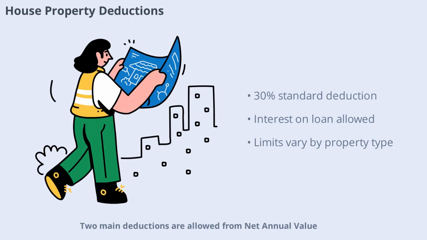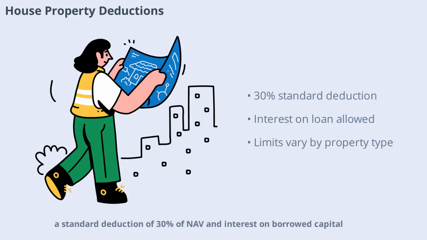Main deductions are allowed from net annual value: a standard deduction of 30% of NAV, and interest on borrowed capital. For self-occupied property, the interest deduction is capped at Rupee 200,000 per year, but for let-out property, there's no limit. These deductions significantly reduce taxable income from house property.